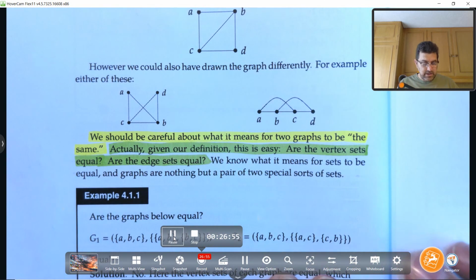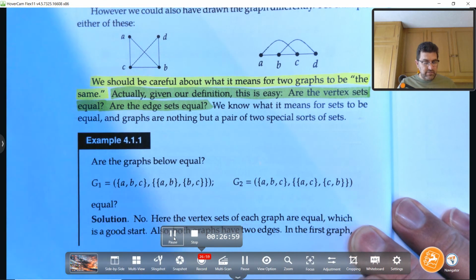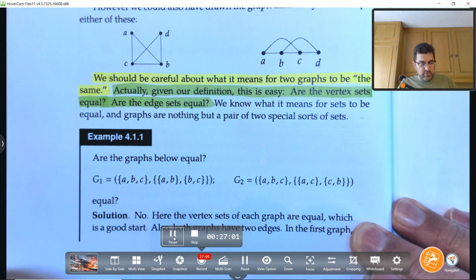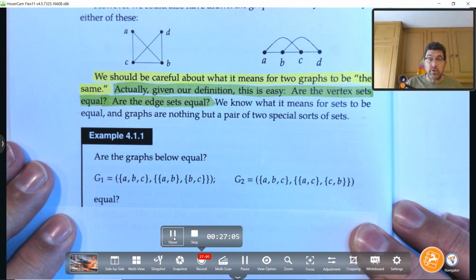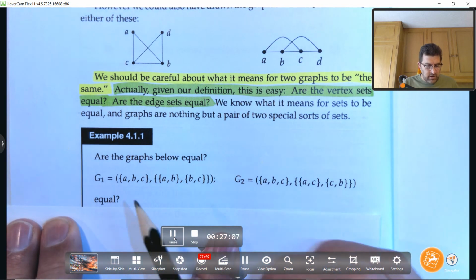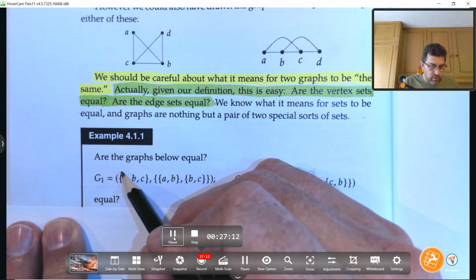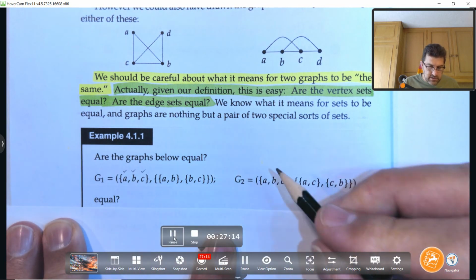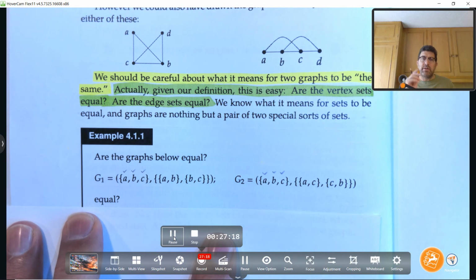Okay, so I'm going to bring the example in, but I'm going to cover the answer so that we can talk about this by just looking at what it is that we've got. It says, are these graphs below equal? Well, let's see. Graph 1 has a vertex set of 3 vertices. So there are 3 vertices in each one of these graphs.